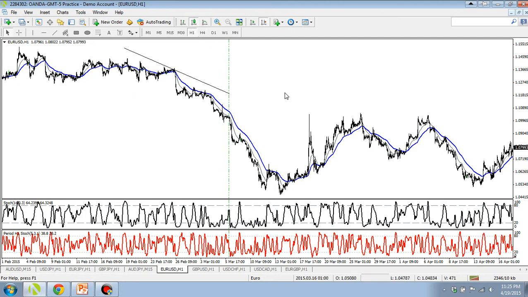You take the 1 hour chart, you back the thing out as far as you can, and you can see clearly you need to be looking for sells. Okay?